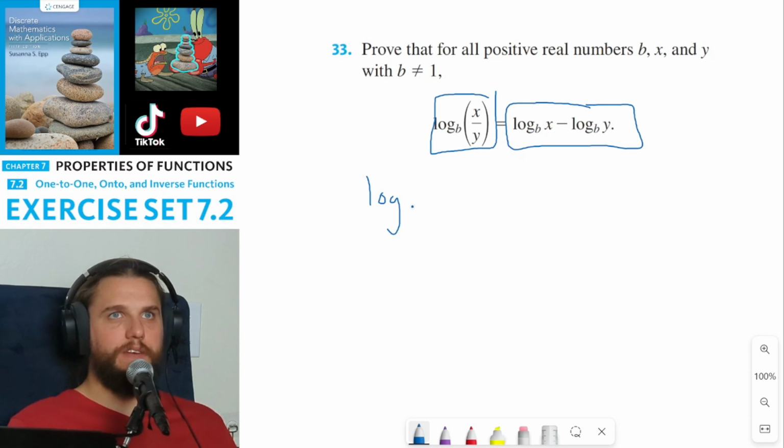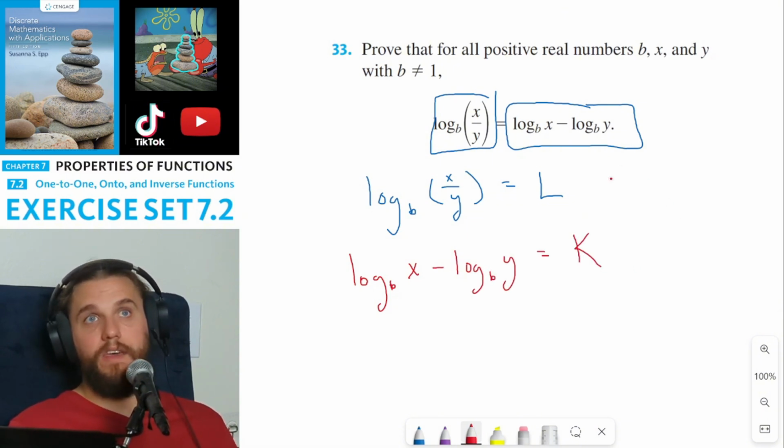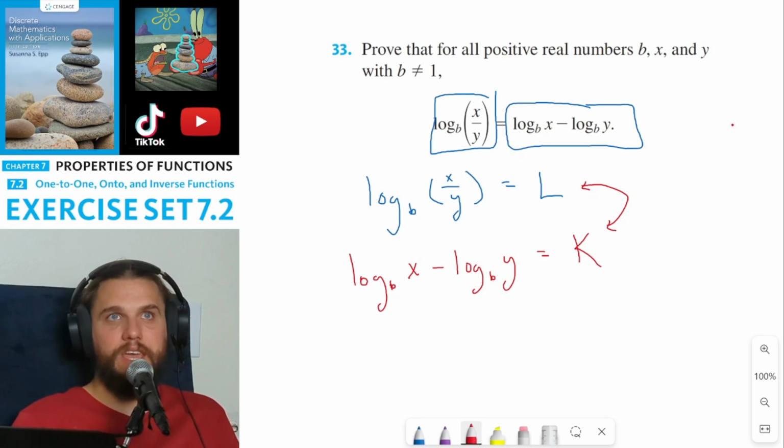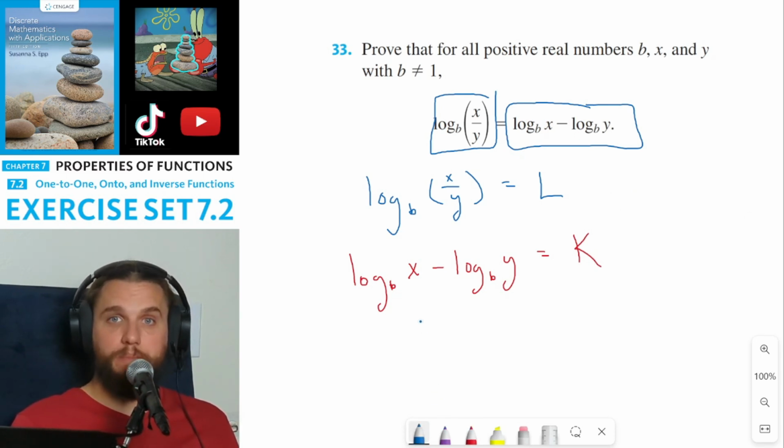So let's start with the left-hand side. Log base b of x over y, we're going to say equals some letter L, capital L. And then we're going to separately have another equation here, log base b of x minus log base b of y equals some capital letter K. The goal here really is to show that L and K are the same. If we can show that L and K are the same, then we're done. But this gives us two equations that we can work with separately here.